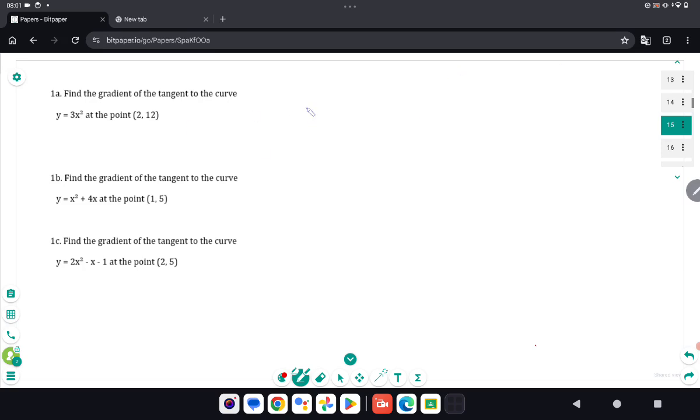Okay, so for this first question here, let's differentiate to find the gradient function. Now, at the coordinate point (2, 12), x is 2. So if we substitute x is equal to 2 into this gradient function, our gradient is 12.